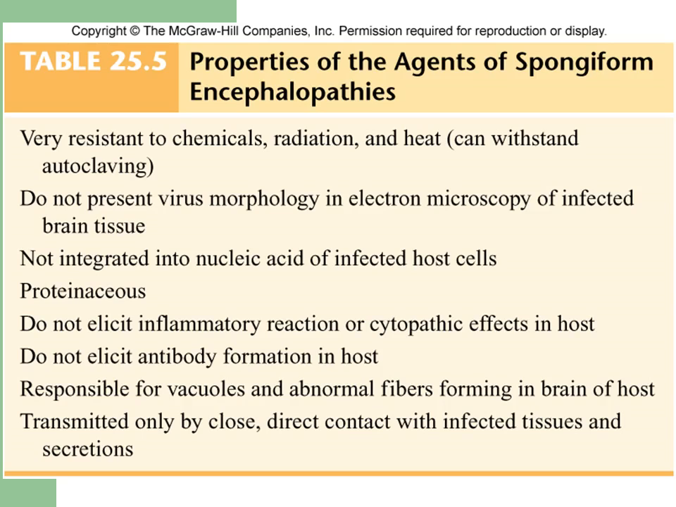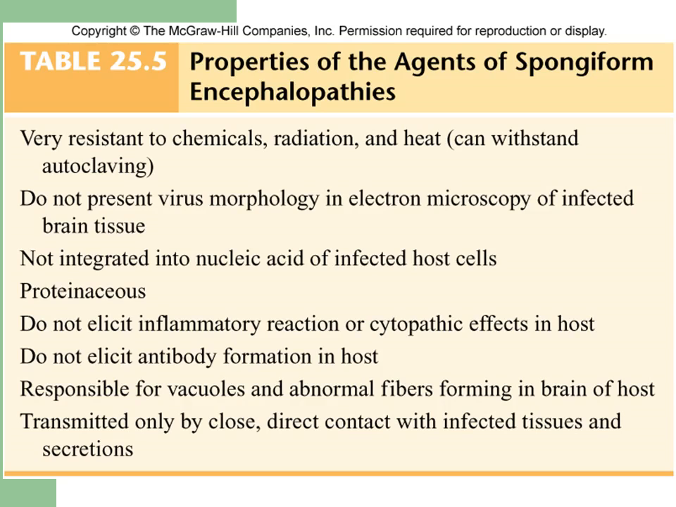So the properties of these spongiform encephalopathy agents, we already said, are very resistant to chemicals, radiation, and heat, and can withstand autoclaving. That's very important because we commonly use an autoclave in the laboratory to sterilize things. It's not a virus. You can't really see it under a microscope, even an electron microscope. No nucleic acids. It is proteinaceous. Prion stands for proteinaceous infectious.